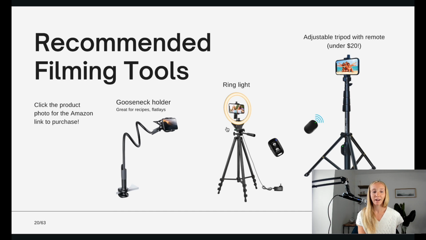So here are my recommended filming tools for TikTok. I definitely recommend getting a tripod or a gooseneck holder, especially if you're doing recipe videos, flat lays, unboxing. Of course, the tripod's going to be super helpful if you're doing shots talking to the camera and you need both hands to show the product. A ring light, if you don't have a natural, well-lit window or a bright area in your house or shooting it outside. The ring light can be a good artificial light to supplement.